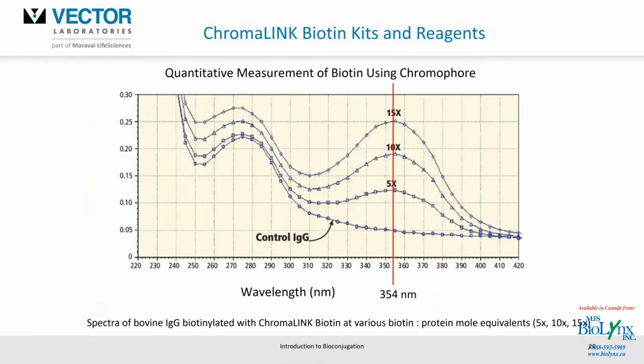And certainly this just shows you how you can use this particular chromophore. You read it at 354 nanometers, and this is actually a bovine IgG biotinylated with one of the Chromalink Biotin kits. This shows you biotin to protein molar equivalents. Obviously, when you read it under the spectrophotometer at that given wavelength, you can easily quantify the amount of biotin that's on there.